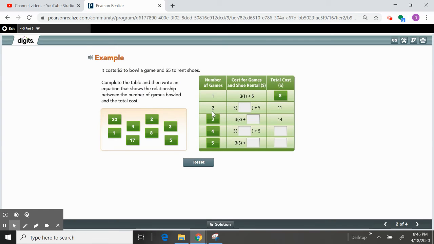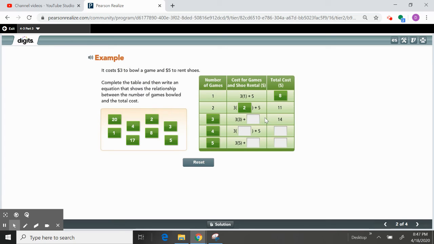All right, now here, if I'm going to do 2 games, 3 times 2 plus 5. So 2 games, 3 times 2 is what? That's 6. 6 plus 5, that's 11. So if you played 2 games, it would cost you $11. $3 times the 2 games, 3 times 2 is 6, plus 5 is 11.